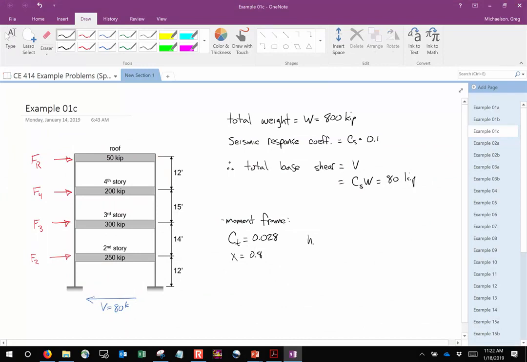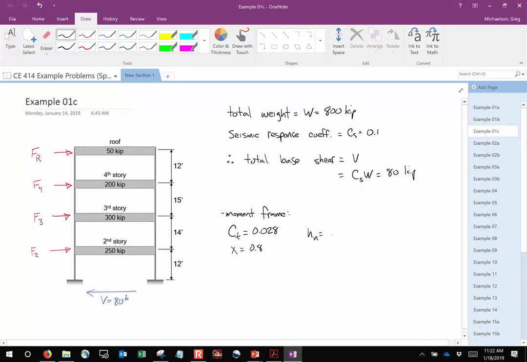Now, hn is the only other quantity that we need, and that's basically the total height of the building, the total structural height.